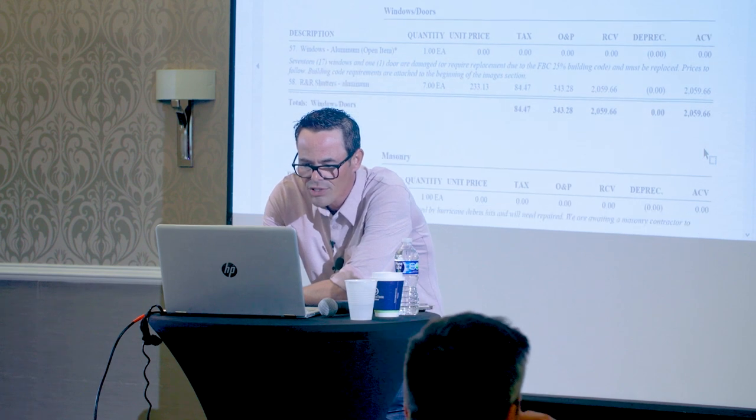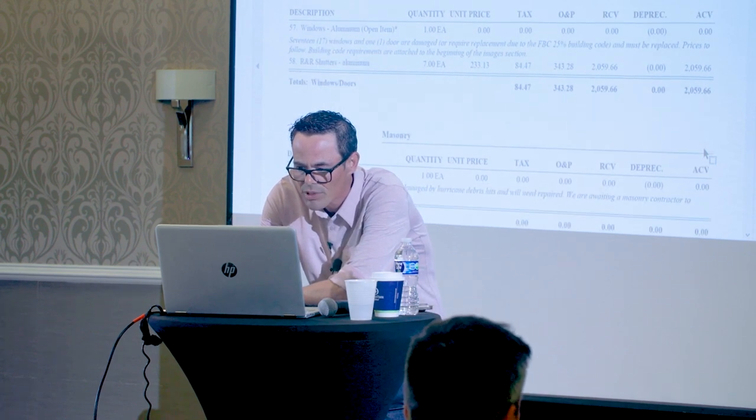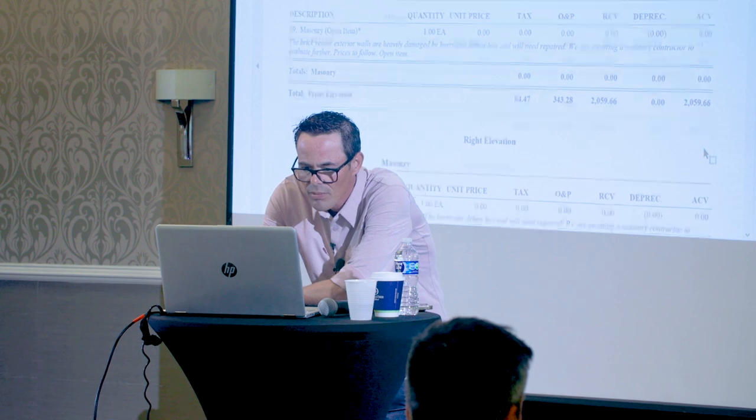All right, front elevation, 17 windows and 1 door are damaged and require replacement. Masonry, same thing. Right elevation, masonry, and then the windows and doors on the right elevation. There are 4 windows damaged. And then fencing. And then we have this chimney repair, 50 hours. And then just a ton of rooms, guys.